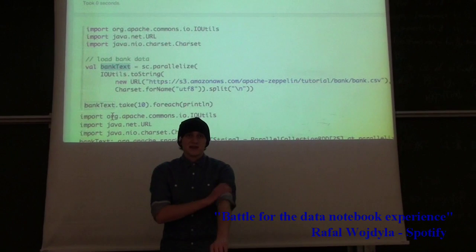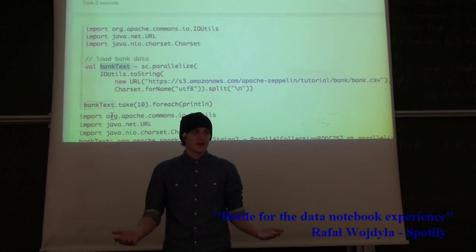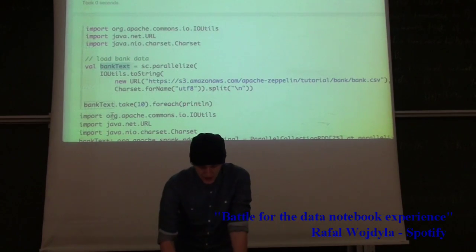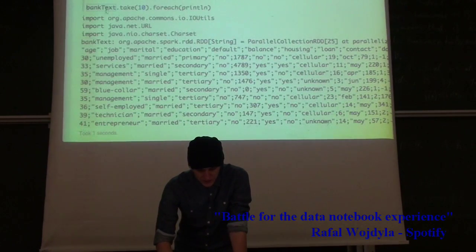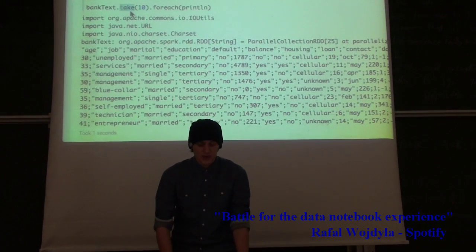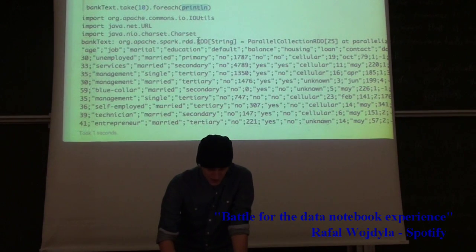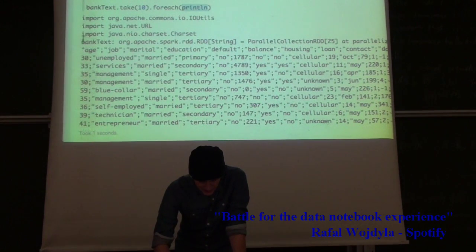So I want to look into that data and see what the data looks like, right? Because I want to work with it, so I need to know what the data is like. So I'm going to do bank text. I'm going to take 10 rows out of it, and for each of the rows, I'm going to print it, right? So pretty simple, and then I see my results over here.